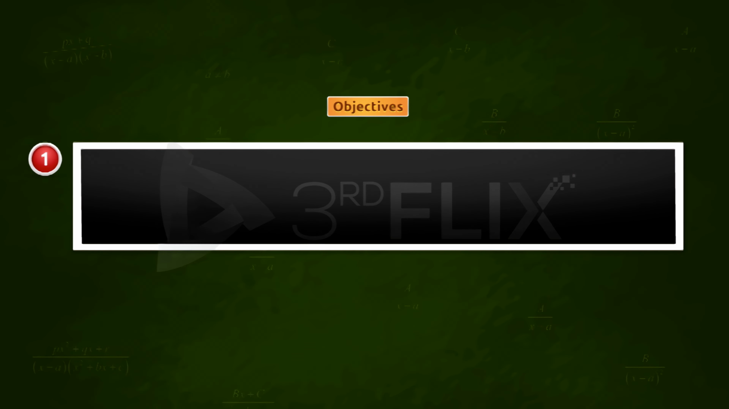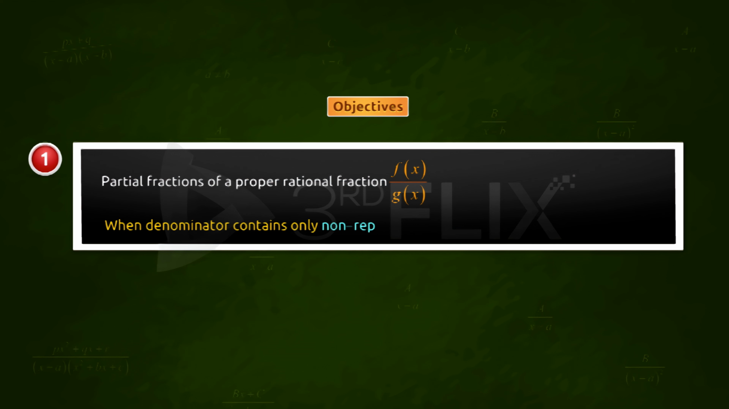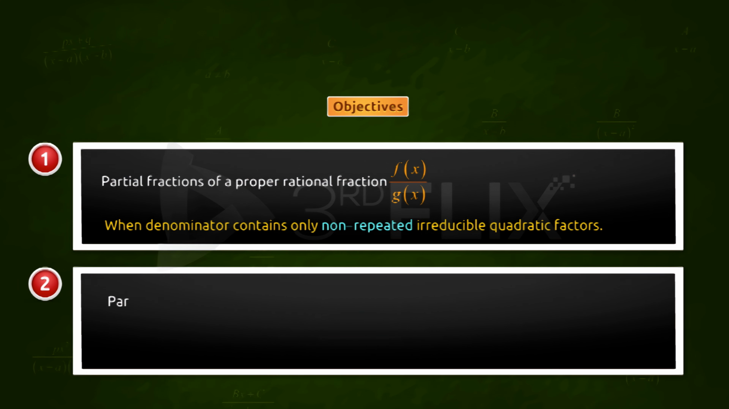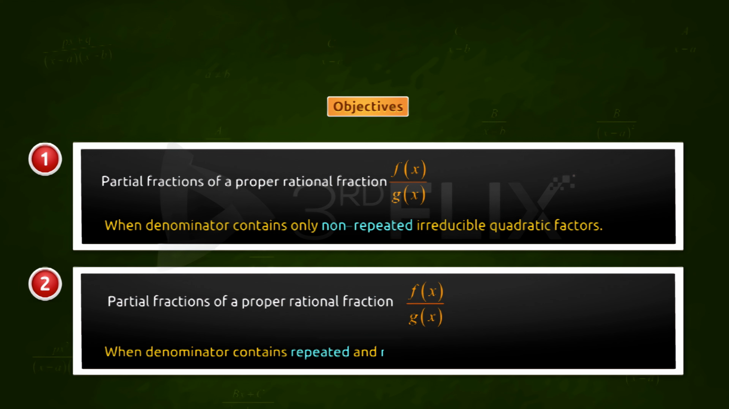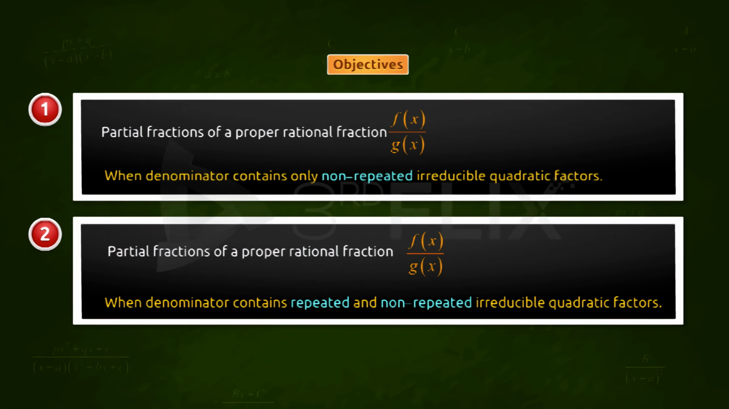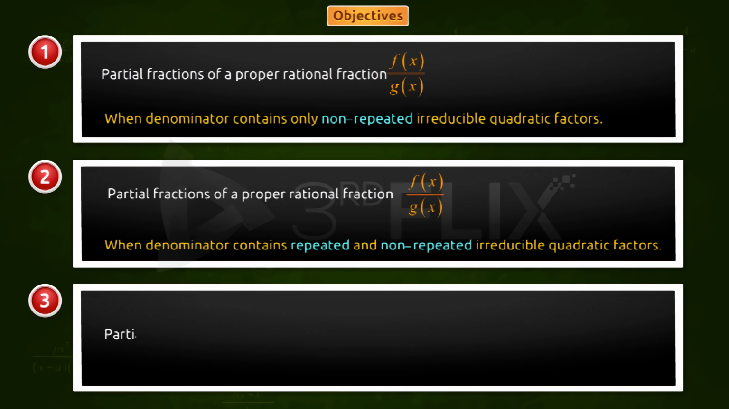1. Partial fractions of a proper rational fraction f of x divided by g of x when the denominator contains only non-repeated irreducible quadratic factors. 2. Partial fractions of a proper rational fraction f of x divided by g of x when the denominator contains both repeated and non-repeated irreducible quadratic factors. 3. Partial fractions of an improper rational fraction f of x divided by g of x.